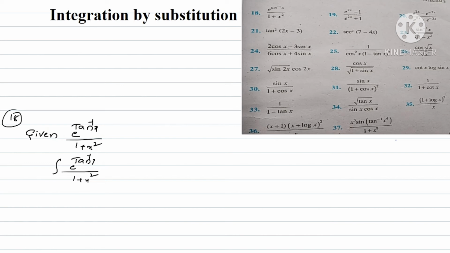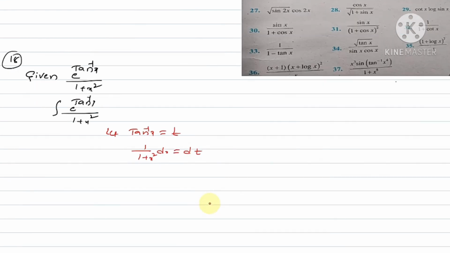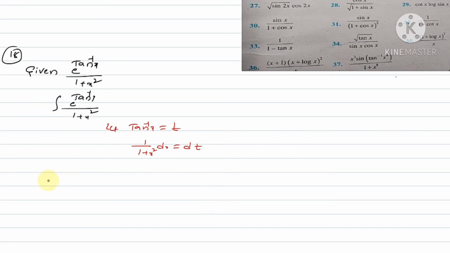Clear? Now I'm going to substitute. All these are substitution problems. Let tan inverse x equal to t. The differentiation of tan inverse x is 1 by 1 plus x square dx, which is equal to dt. Then substitute all these in the given equation.